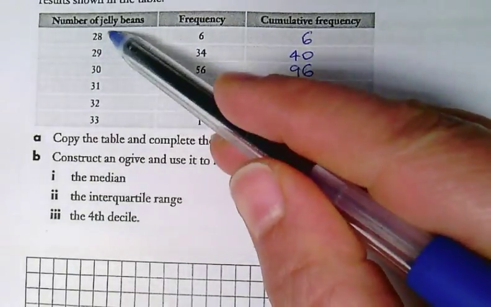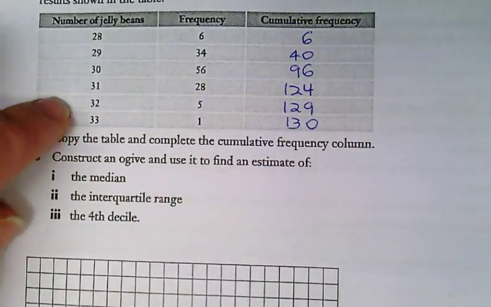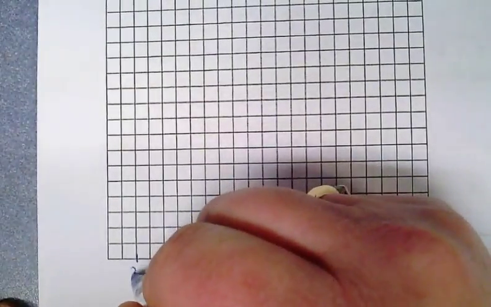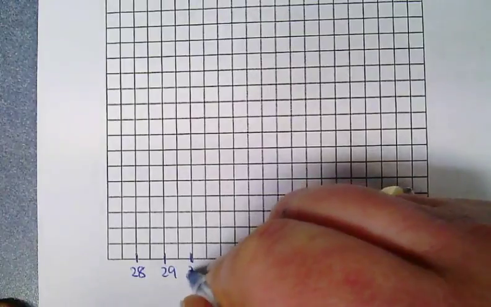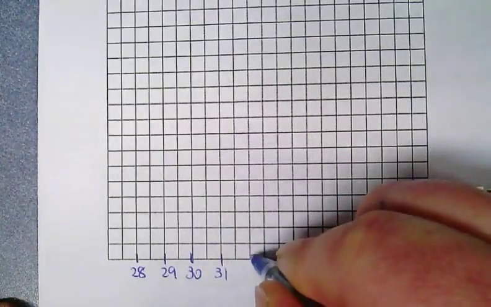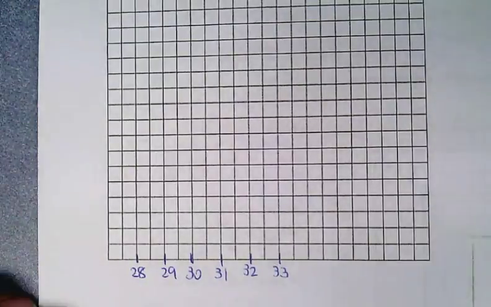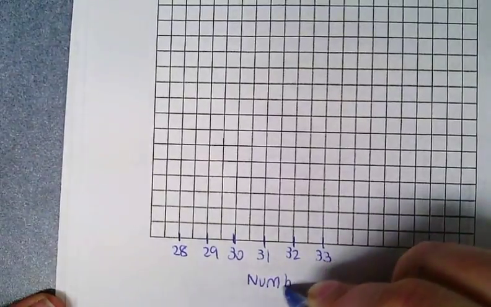Now, along the bottom of our histogram, we have our scores. They range from 28 to 33. So let's have a look. Our scores are going to range from 28, then 29, 30, 31, 32, and 33. So we've got our scores down here, which is the number of jelly beans.